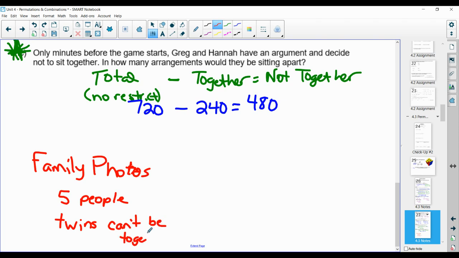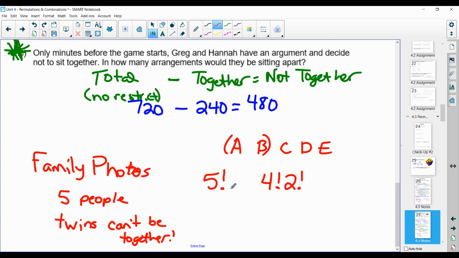Okay. And so we ask ourselves first, how many ways can we arrange those 5 people? Well, we can arrange those 5 people 5 factorial ways. How many ways can we arrange them so that the twins are together? Well, we'll just write out A, B, C, D, E. Those will be our 5 family members. And A and B have to be together. So that's going to be 1, 2, 3, 4 factorial times 2 factorial. So there's 4 factorial times 2 factorial ways to arrange those people if the twins have to be together.